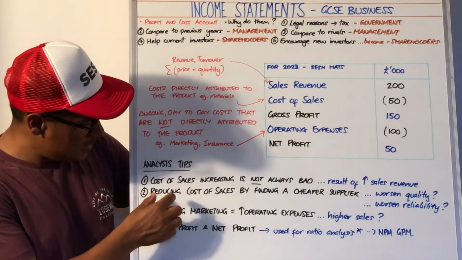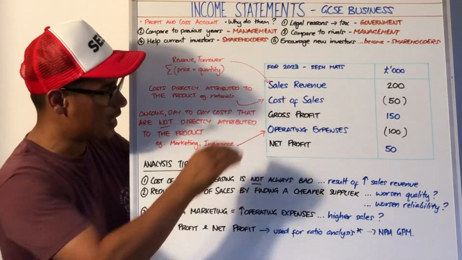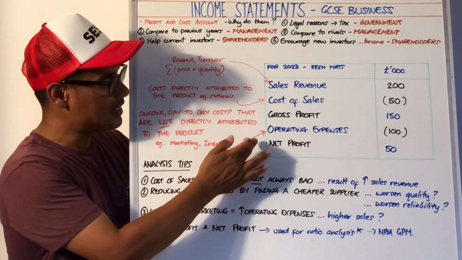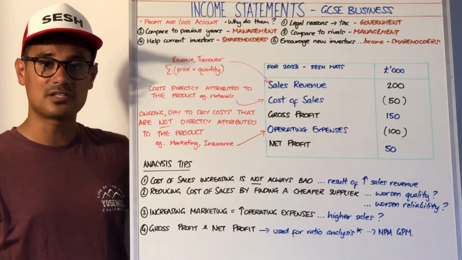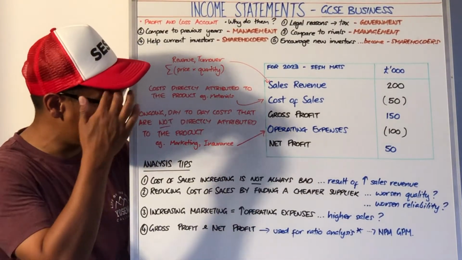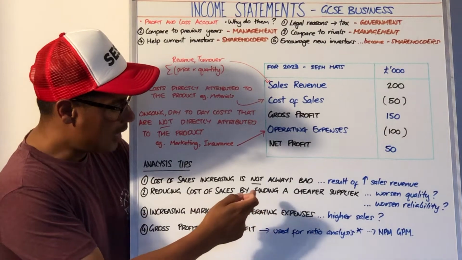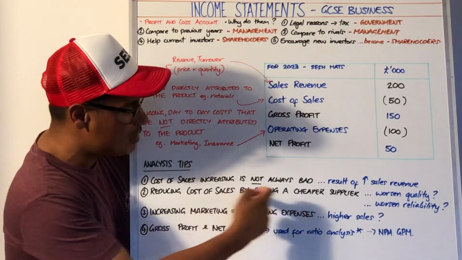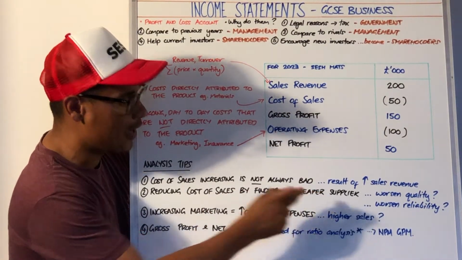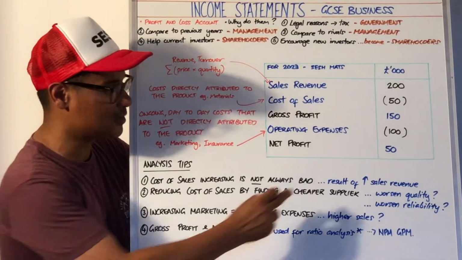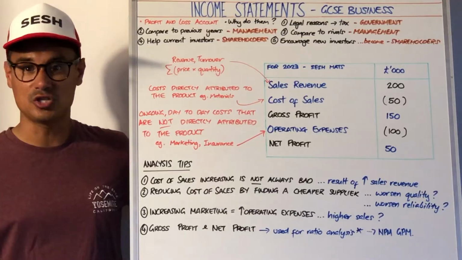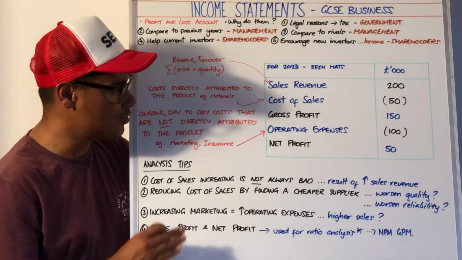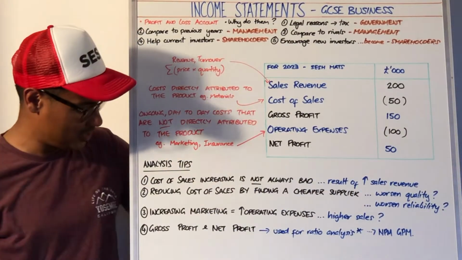Number 2 is reducing cost of sales. So maybe a business is not making the greatest gross profit or net profit, and they need to bring down their cost of sales. If you bring down your cost of sales, then you might want to analyse the fact that they might be doing that through finding a cheaper supplier. But does the cheaper supplier worsen the quality? Do they worsen the reliability, particularly if they use just-in-time, for example? So something to watch out for there if that's the way they go about it.